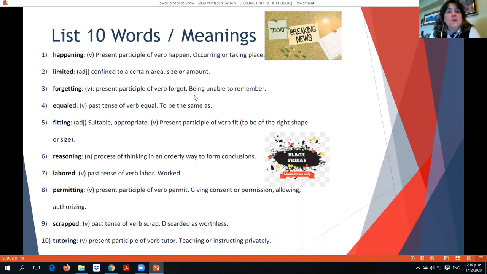Forgetting is the present participle of the verb forget, and it means being unable to remember. Like the guy in this cartoon, he's saying, "What did I come downstairs for? I don't remember. I keep forgetting things."